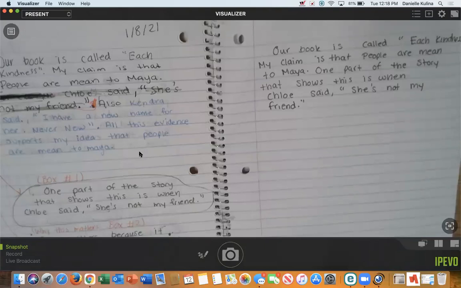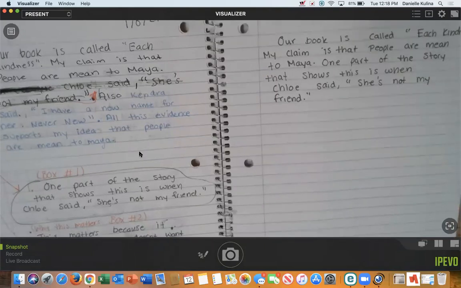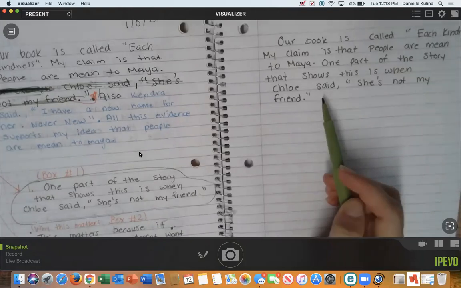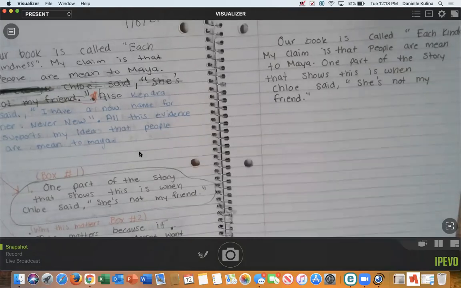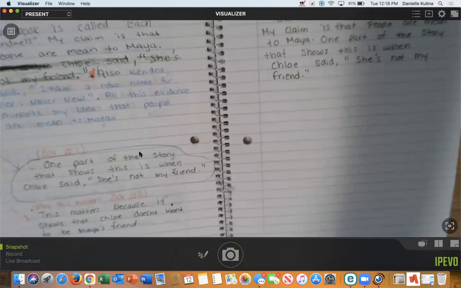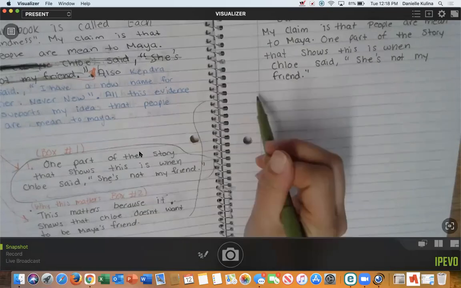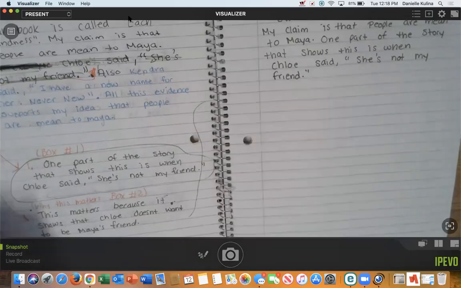And then what we're gonna do after this sentence is we add our reason why this matters, which was our box 2. And we said that sentence is this matters because it shows that Chloe doesn't want to be Maya's friend. So we need to make sure that we add this sentence to our new paragraph. So I'm gonna go ahead and start writing that now.